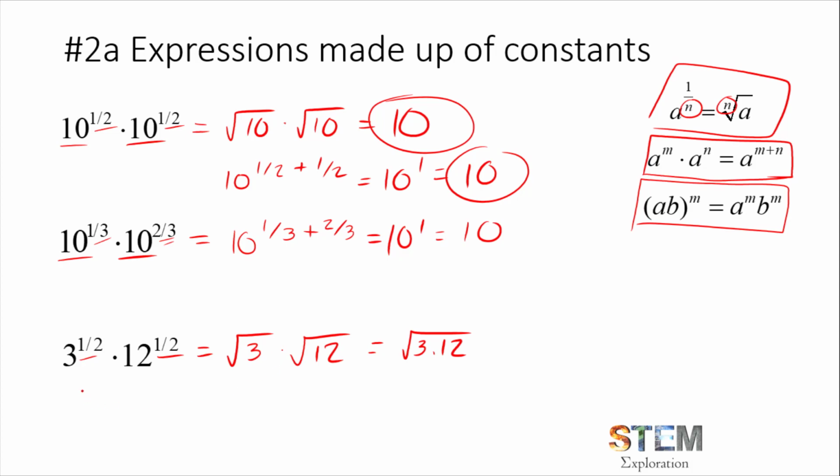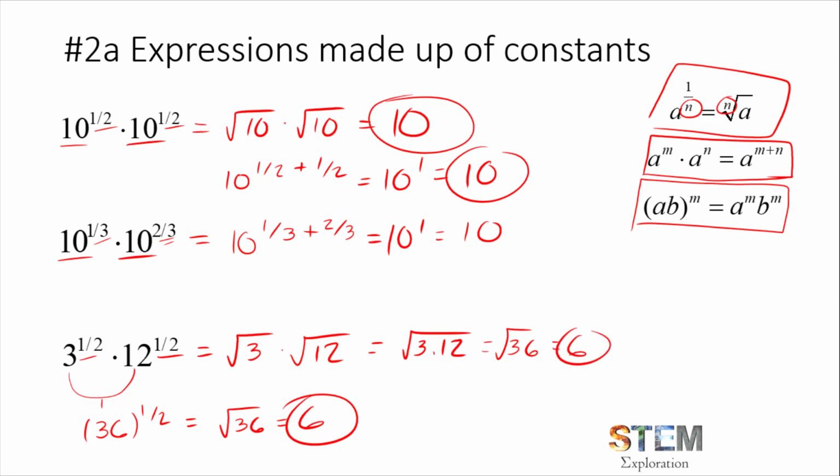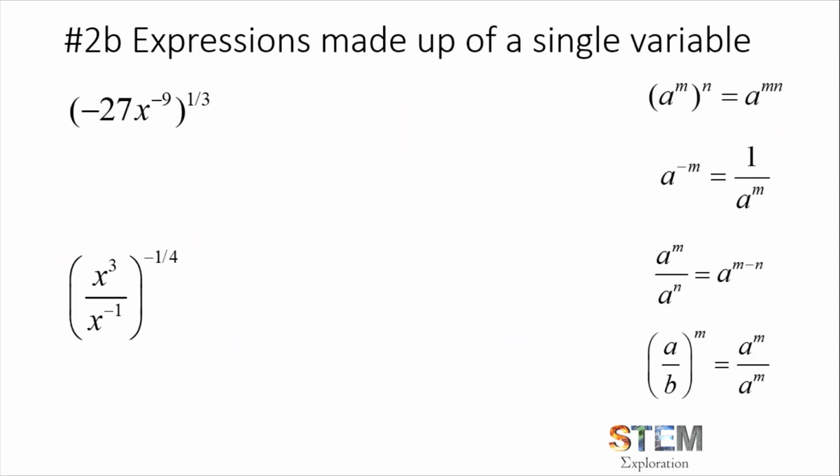So in this given situation, they have the same power, so we can combine 3 and 12 to equal 36, and take that to the 1/2 power, and go the square root of 36, which would be equal to 6. And again, this would also give you the square root of 36, which would be equal to 6. And you can just find these values accordingly in a format that's much easier to enter into your calculator. So now let's look at some expressions made up of a single variable.